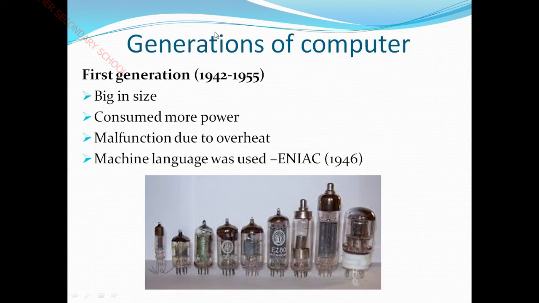According to size, speed, capacity and efficiency, computers can be classified into many generations. Okay, let us see one by one. First generation computers were developed between 1942 and 1955. They used vacuum tubes. They were very big in size and consumed more power. They required large amounts of electricity. Malfunction due to overheating. Malfunction means sometimes it will produce failed output due to overheating.